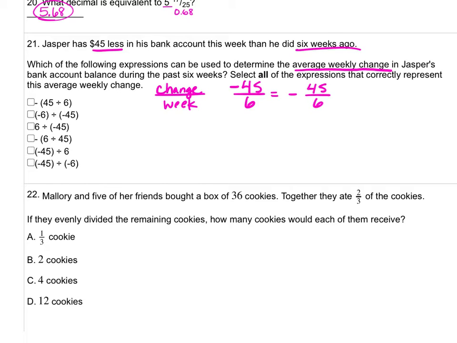So this first one is a negative 45 divided by 6. The second one, the numbers are swapped. The third one, the numbers are swapped. The fourth one, the numbers are swapped. This fifth one, we have a negative 45 divided by a positive 6, which will make a negative. And then last, we have a negative divided by a negative, which equals a positive. So that one does not work.